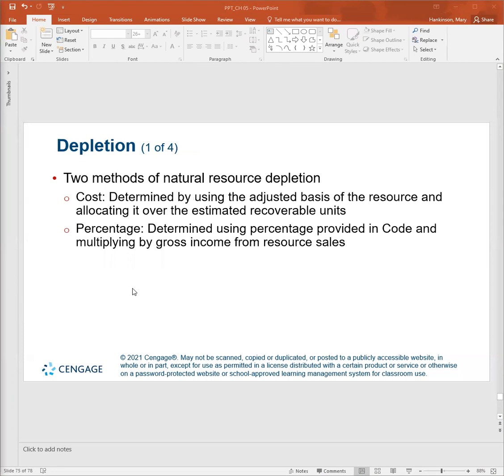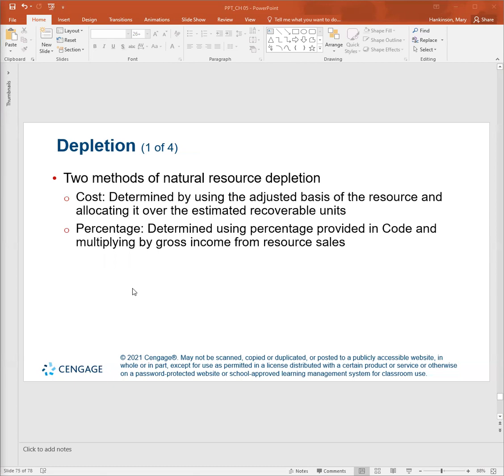All right, so we'll talk more about cost depletion. This resembles units of production depreciation, because there are 2 methods of natural resource depletion. Now that we've talked about all the different expenses with pulling natural resources from the land, let's talk more about the depletion methods. You have the cost depletion and the percentage depletion. The cost depletion resembles units of production depreciation. The basis of the depletable asset is divided by the estimated recoverable units of the asset.